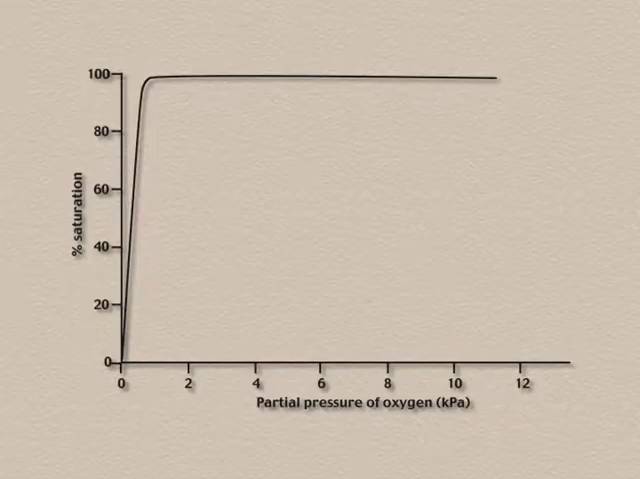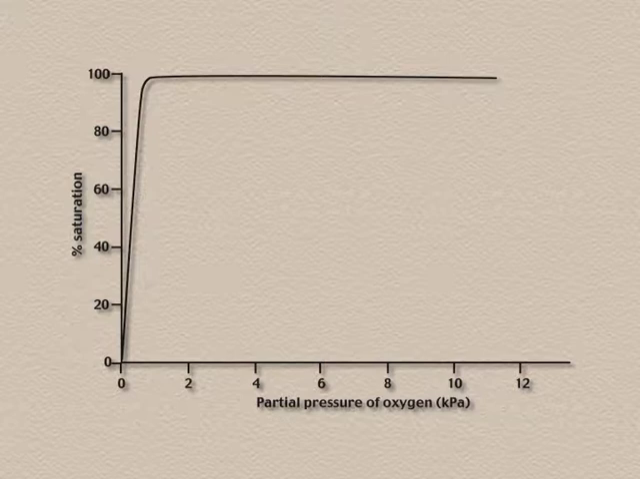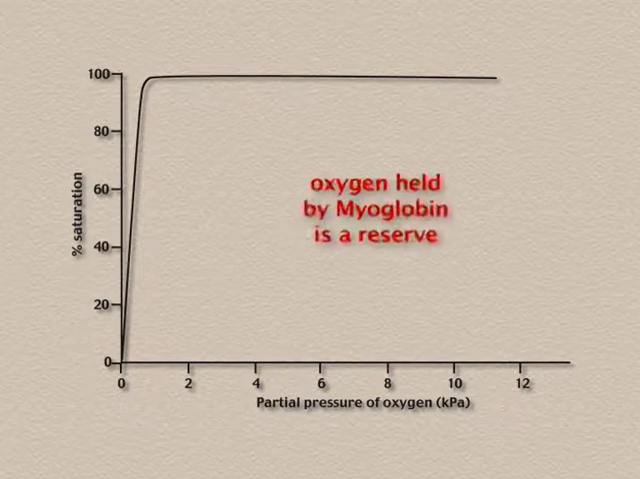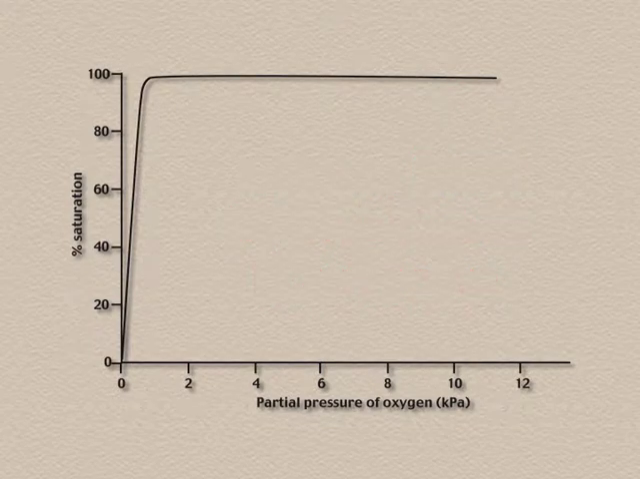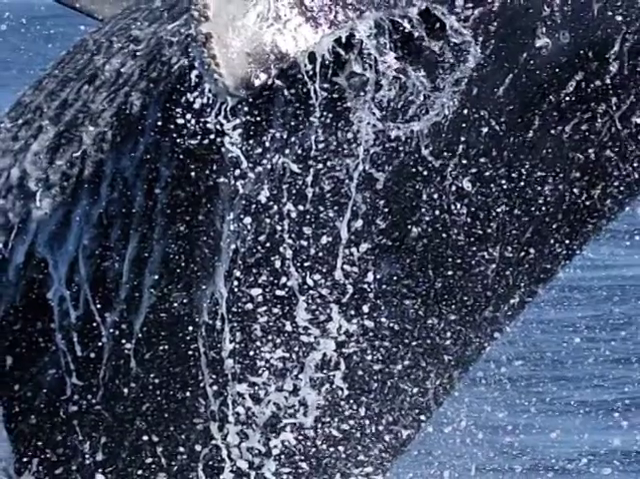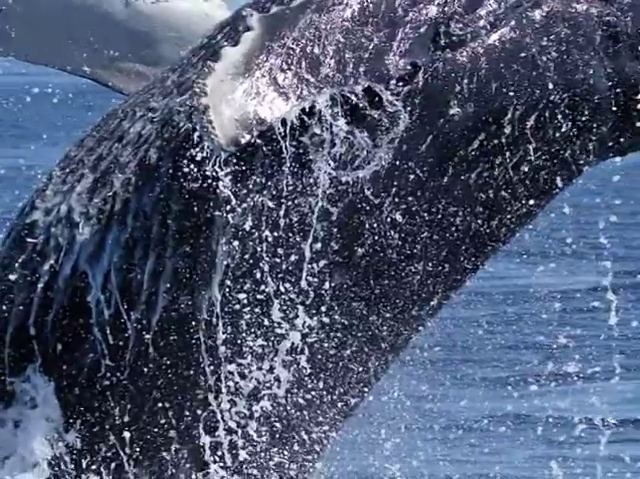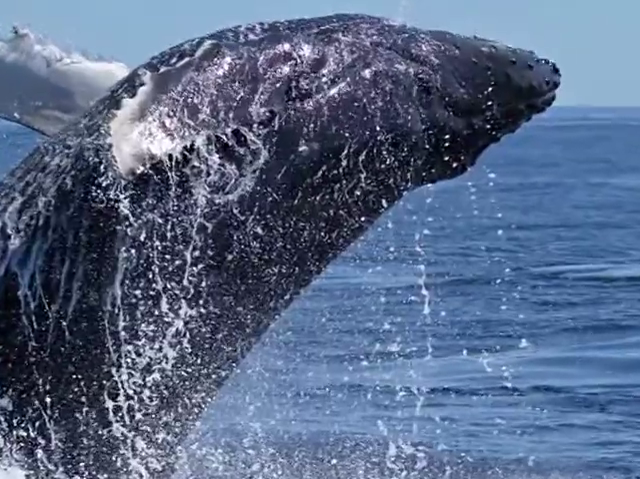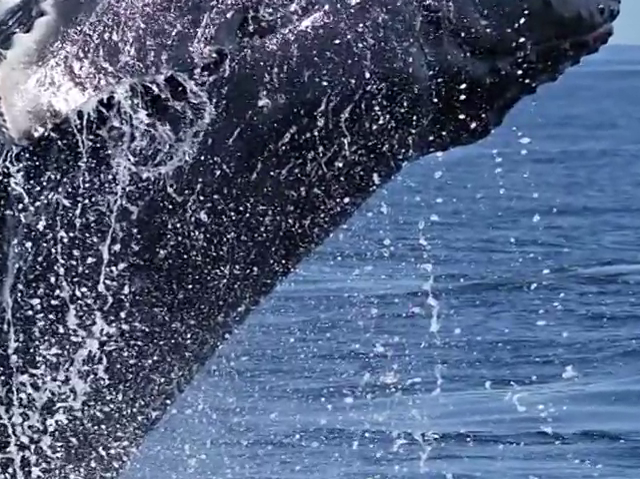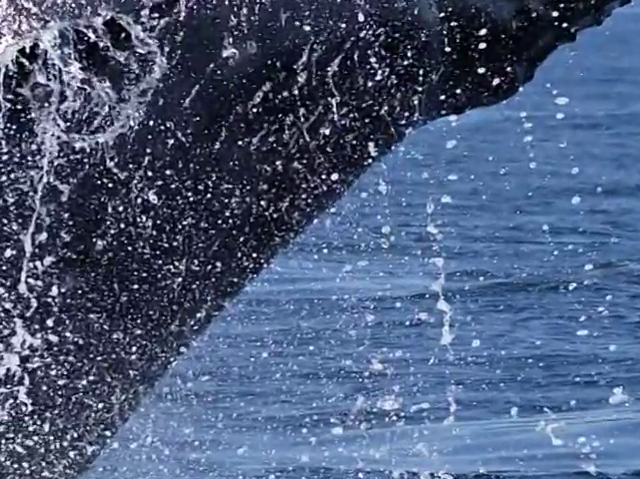You can see from this graph that at each partial pressure of oxygen, the myoglobin has a higher percentage saturation with oxygen than hemoglobin does. Hence, the oxygen held by myoglobin is a reserve and is only used when the respiring tissue has a particularly great demand for oxygen. Diving mammals need to use this store of oxygen during a dive. The hemoglobin of diving mammals also shows a very large Bohr effect.